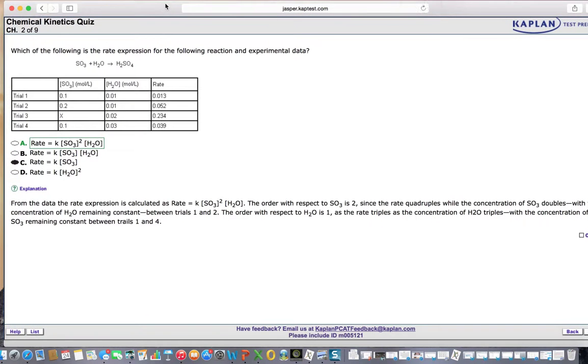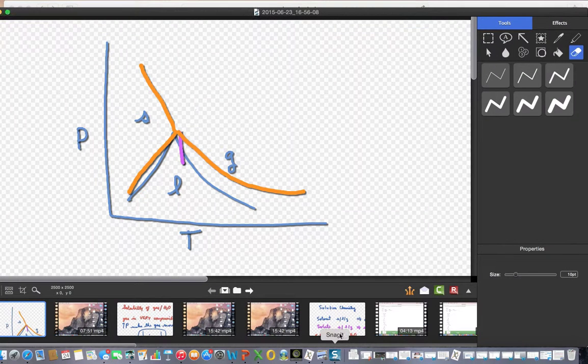So we're going to look at the chemical kinetics quiz. And this comes from the Kaplan suite of problems for the PCAT. And for question number 2, we are given a sample reaction where SO3 reacts with H2O to produce H2SO4. And we're to use this information to derive an explicit rate law. So let's talk about how we do this.